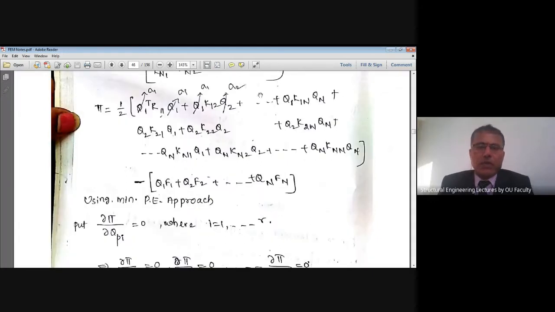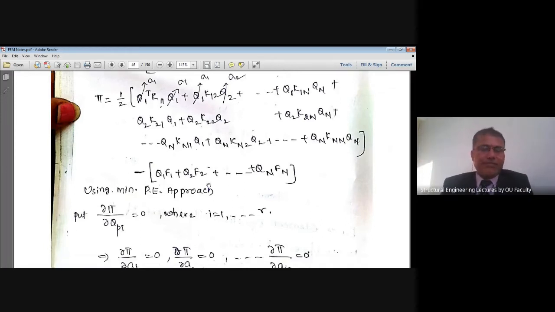That is the strain energy of the one-dimensional continuum system, the entire continuum system. Then we add the work potential, the work done by the different forces: body forces, traction forces, and concentrated loads, if any. That is minus Q1 F1 plus Q2 F2, up to Qn Fn. And that is the total potential energy.